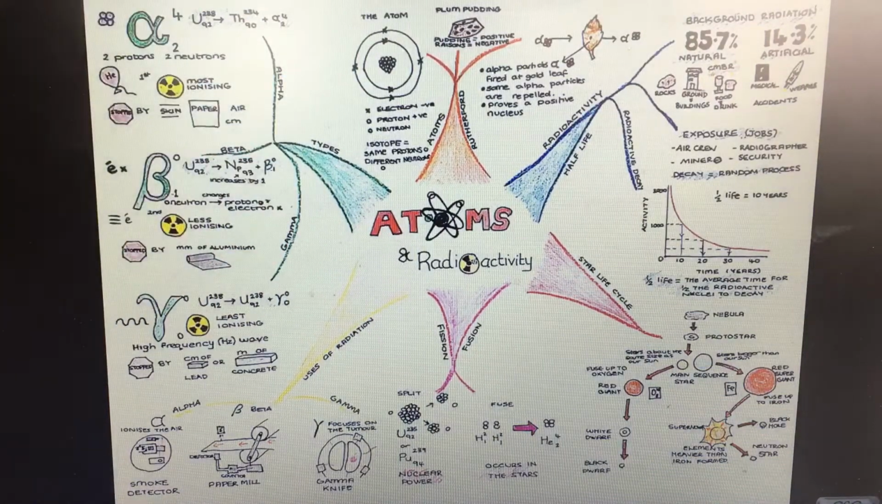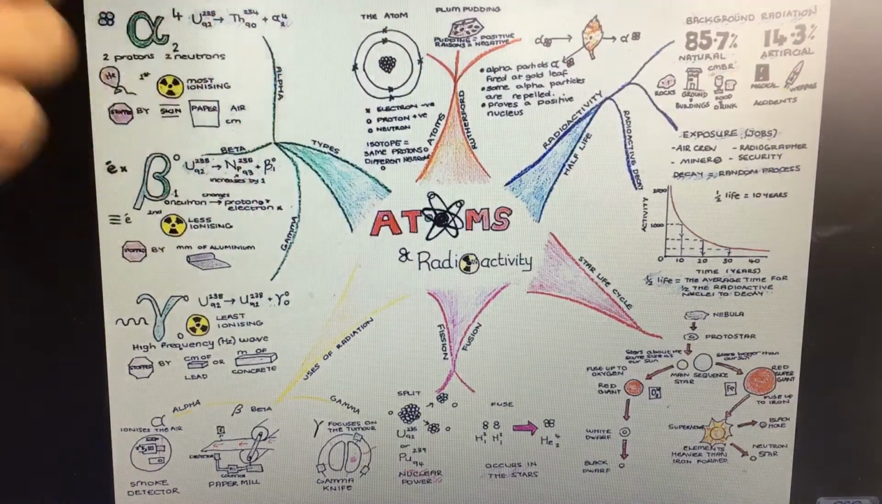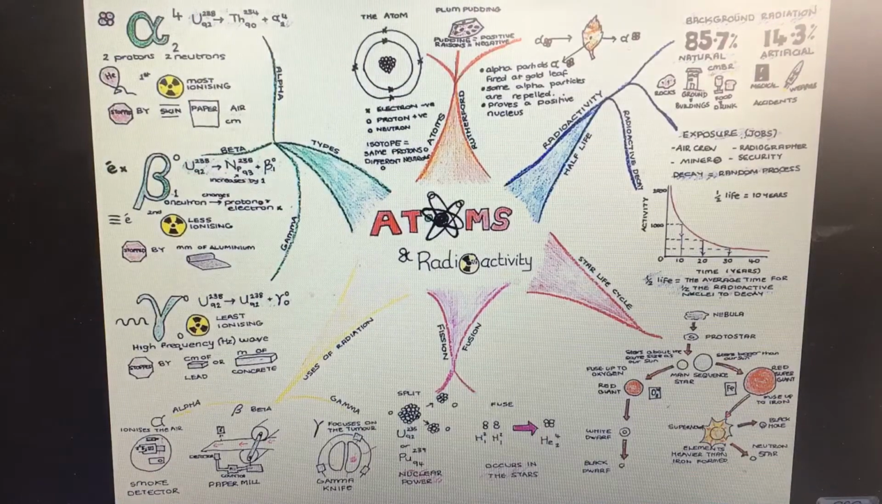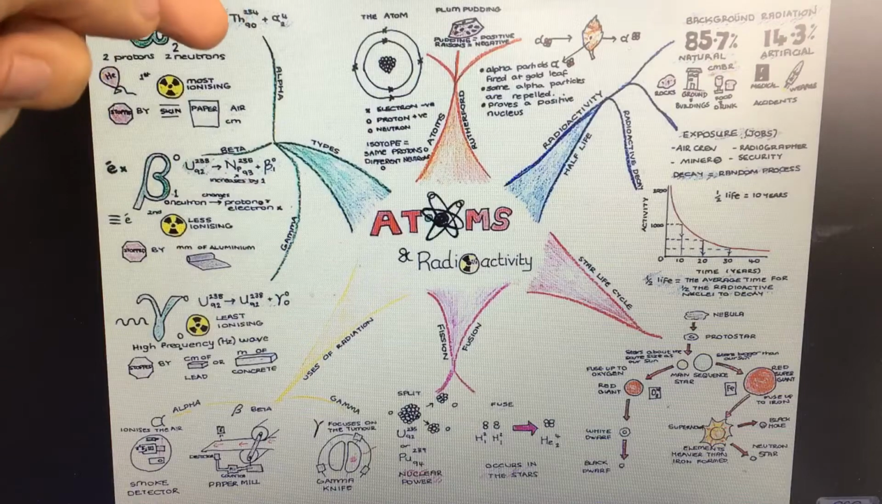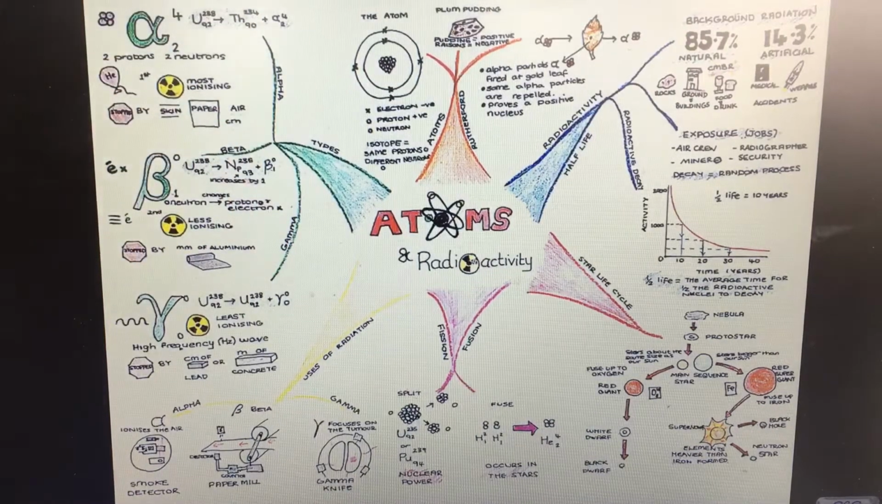Sorry, they don't have no mass, they do have mass, but it's so small we can't really measure it. It equates to about 1/2000 compared to a neutron or a proton, and they orbit in shells. The overall charge of an atom is neutral because it's got the same number of protons as electrons. If you lose electrons, you become a positive ion. If you gain electrons, you become a negative ion.